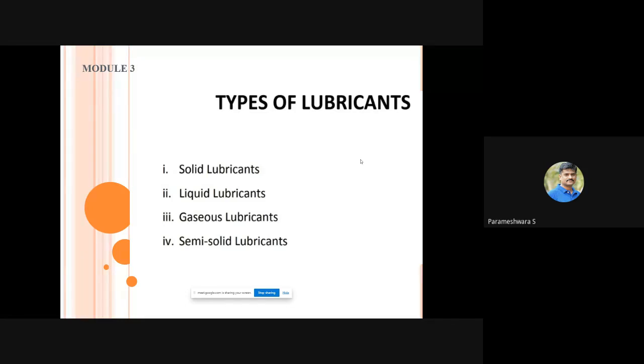A lubricant is some kind of unguent which is applied between two rubbing surfaces in order to minimize the friction. In turn, the friction creates wear, so this lubricant ultimately minimizes the wear loss. That is the significance of lubricants. This lubricants topic is wrongly written as module 3; it comes under module 1.